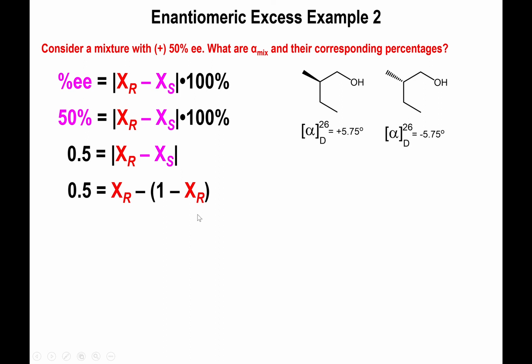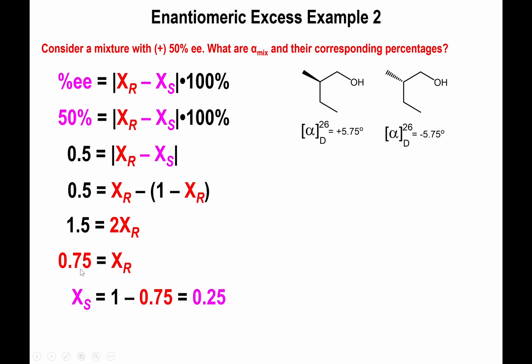And what this basically does for us is it turns an equation that had 2 unknowns into one that only has 1 unknown. Distributing the negative tells us that we have x minus 1 plus x. So x plus x will give us 2x minus 1. And if we add 1 to both sides, we're going to end up with 1.5 equaling 2 times the mole fraction of R. Divide both sides by 2 and you're going to find out that the mole fraction of the R isomer is 0.75. Subtracting 0.75 from 1 tells us that the other isomer is going to be 0.25.